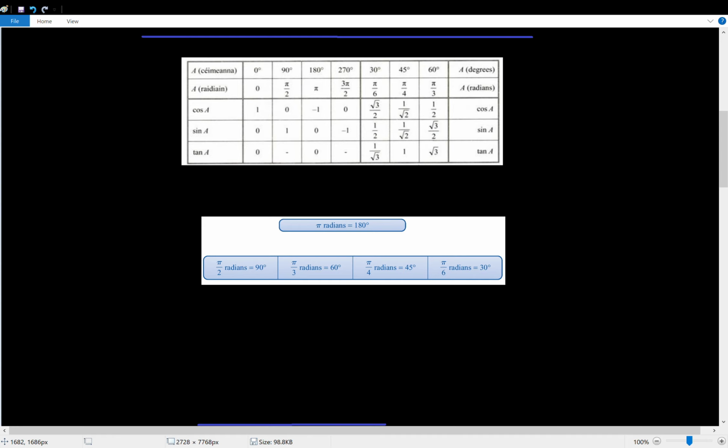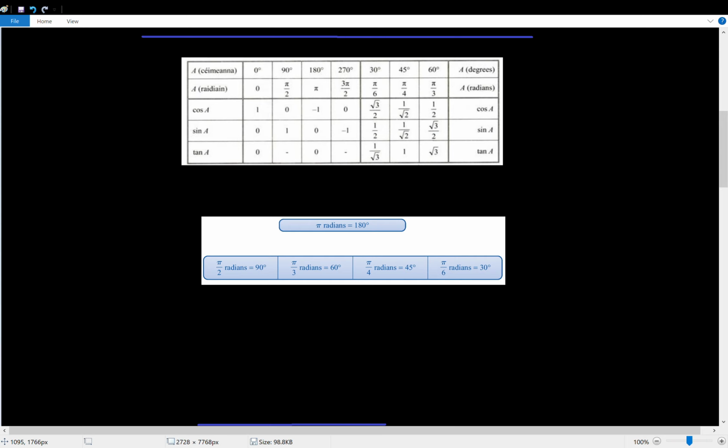But just in case it's necessary to come up, pi radians is equal to 180 degrees, which means pi over 2 radians is 90 degrees, pi over 3 radians is 60 degrees, pi over 4 radians is 45 degrees, and pi over 6 radians is 30 degrees. But you can see them all related together on the table above anyway.